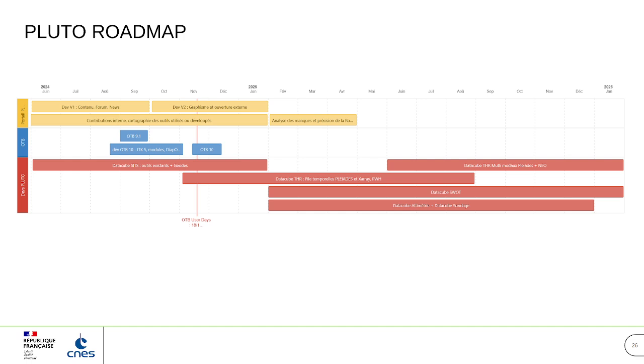So we are mapping all the tools that are developed at CNES or by collaborators or open source, and we will try to identify pain points and where we can contribute to improve this ecosystem and develop new things for specificities or specific datasets.